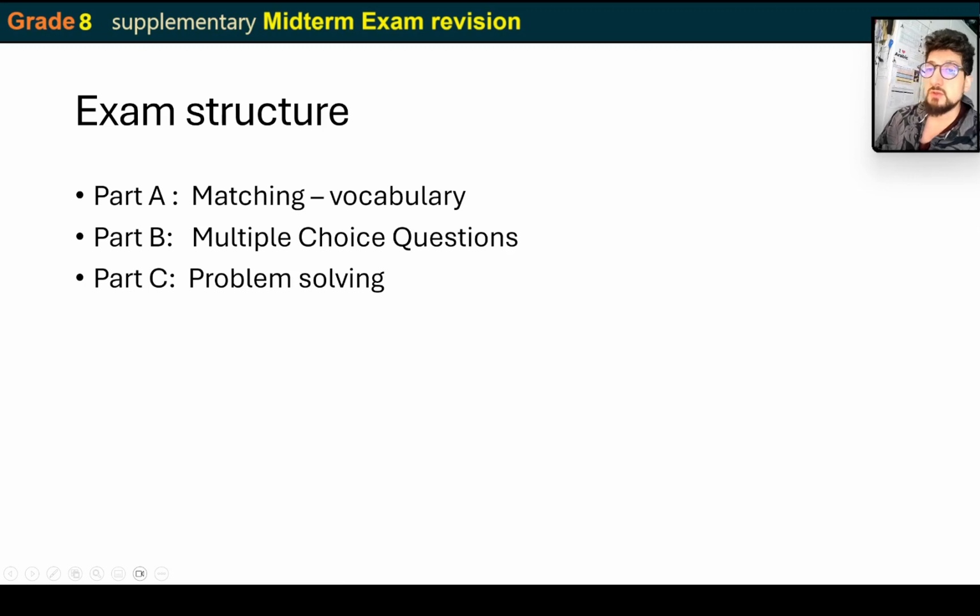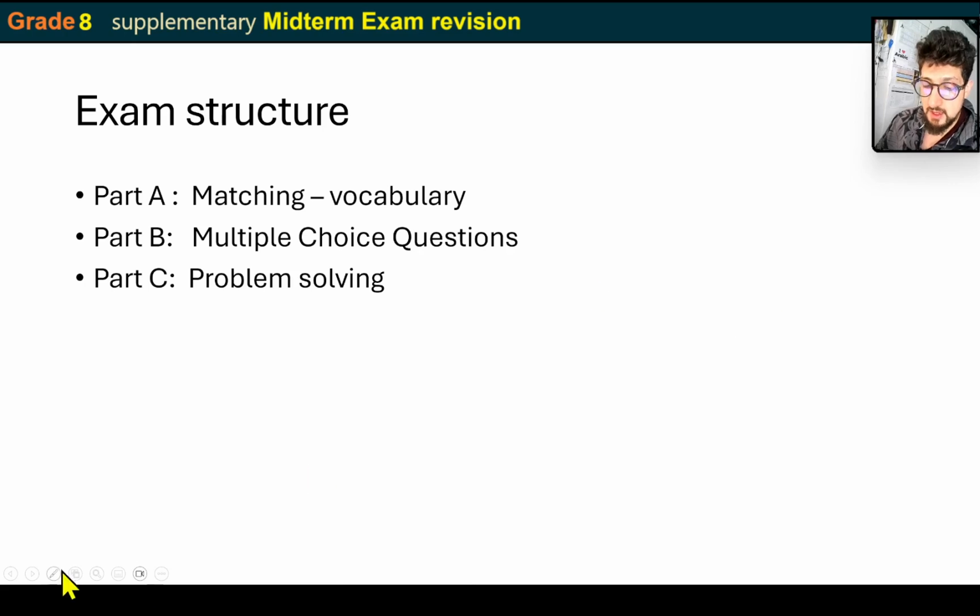Let me start by talking about the exam structure. So the exam is going to be divided into three parts. The first part is going to be part A, where you have matching vocabulary, part B is going to be multiple choice questions, and part C is going to be problem solving.